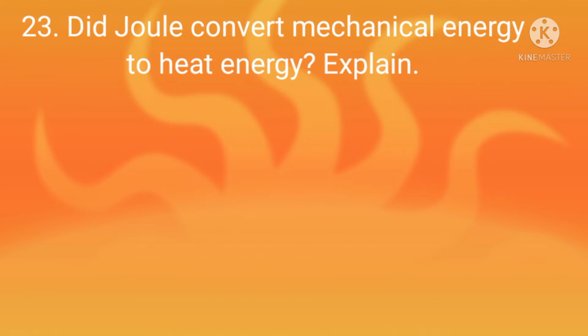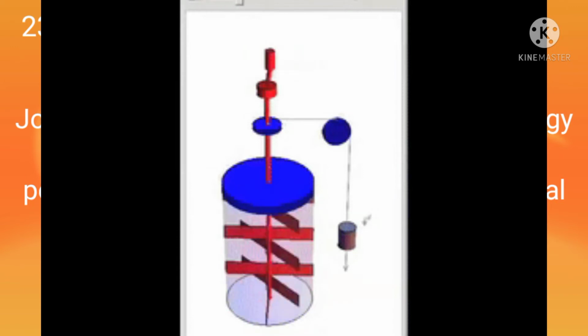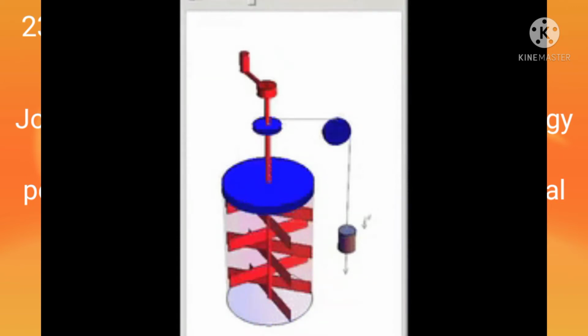Did Joule convert mechanical energy to heat energy? Explain. Joule essentially converted mechanical energy into internal energy. In his experiment, potential energy is converted to the rotational kinetic energy of paddle wheel, and this rotational kinetic energy is converted to the internal energy of water. This is a simulation of Joule's experiment.